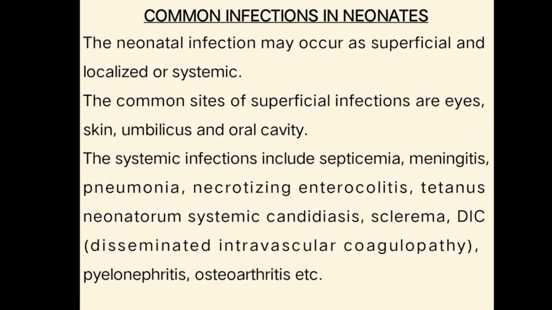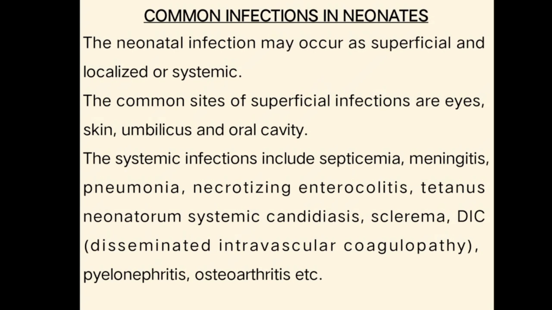Next are the common infections in neonates. Neonatal infections may occur as superficial and localized or systemic. The common sites of superficial infections are eyes, skin, umbilicus and oral cavity. As I've already said, once the baby comes out through vaginal delivery, the baby sweeps the perineum. At that time, if the birth canal is infected, that infection will automatically be acquired by the newborn baby, that is eyes, nose, oral cavity, skin and umbilicus.